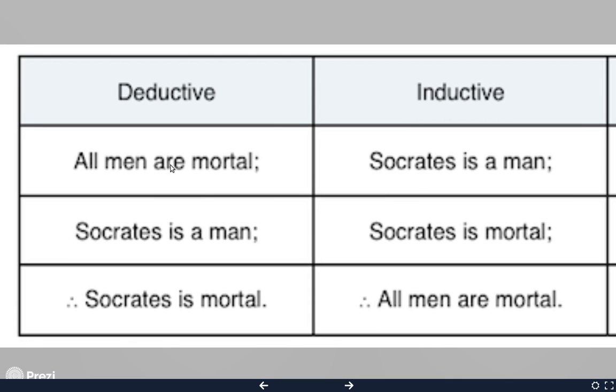Remember, deductive goes from general, all men are mortal, to Socrates is mortal, specific. Inductive, opposite. Socrates is a man, Socrates is mortal, therefore all men are mortal. So one goes from general to specific, one goes from specific to general.